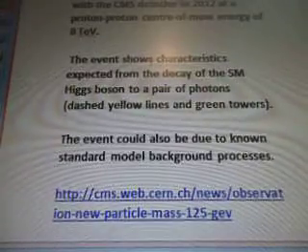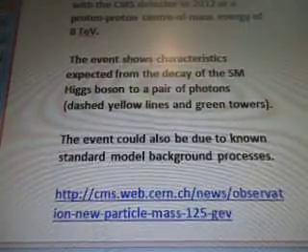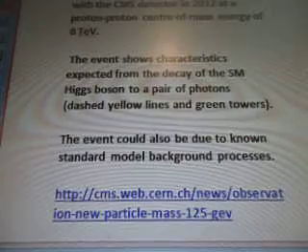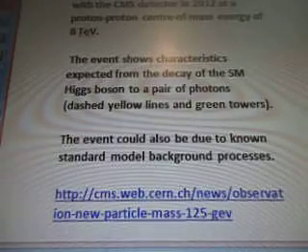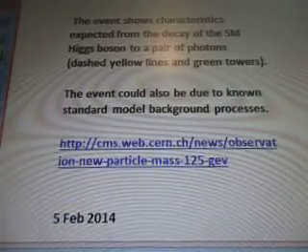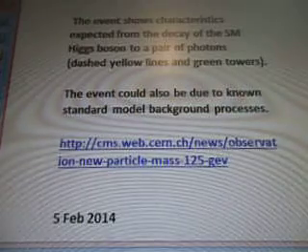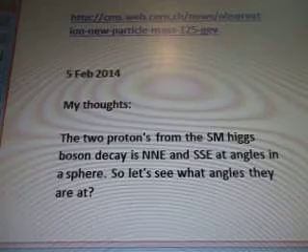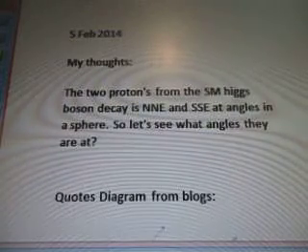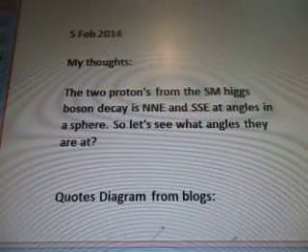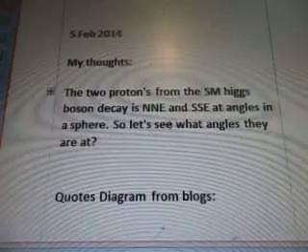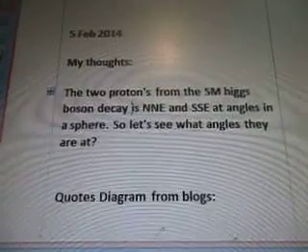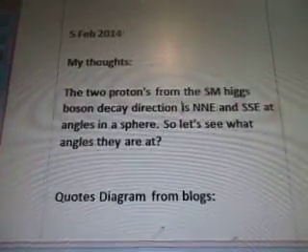This event could also be due to known standard model background processes. Okay, so the website was cms.web.cern.ch. So February 5th, 2014, my thoughts. The two protons from the SM Higgs boson decay is decay direction. Sorry, I tend to leave words out.